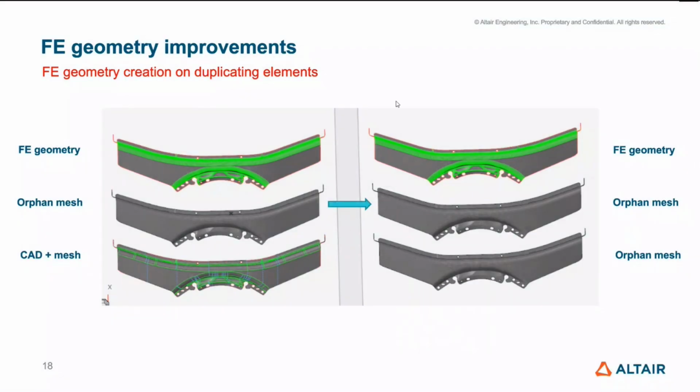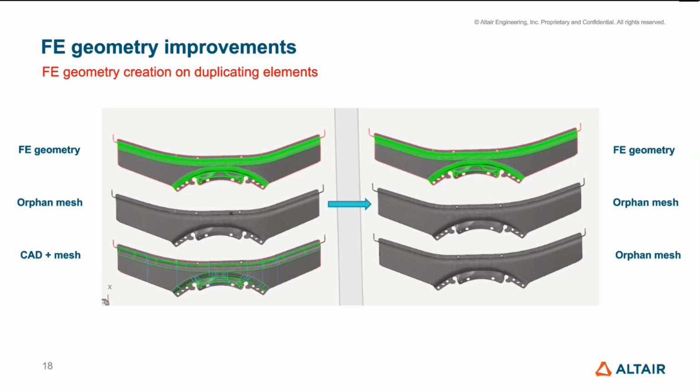One improvement that we have made based on the feedback that we got is FE geometry creation. Now we do not create FE geometry by default. If the input is FE geometry, we always create FE geometry as the output when we are duplicating the elements. If the input is orphan mesh, we create orphan mesh as the output by default. So if your input is FE geometry or orphan mesh, the output will not be changed.